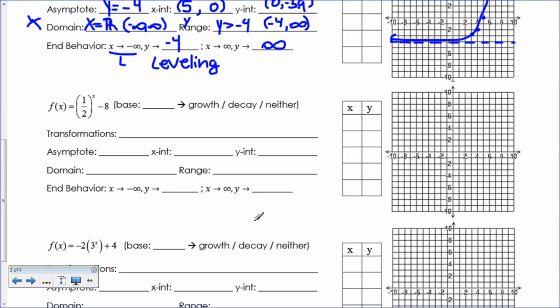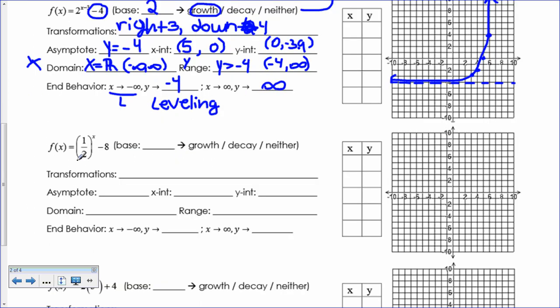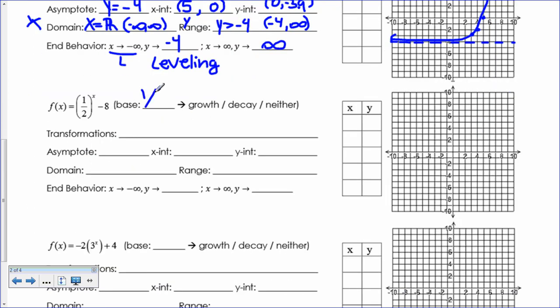All right, the next one here, let's go ahead and do the exact same process. I'm going to go a little bit faster through this one. So the base is 1/2, because that is the number directly underneath the variable. Because it's between 0 and 1, this is a decay, so it's going to make that falling shape like this.